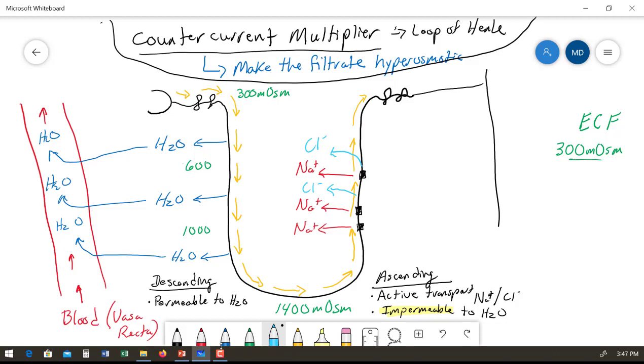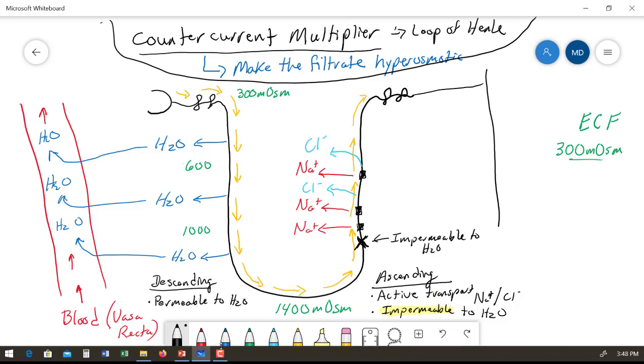Now, if you recall, water likes to chase solutes. But here, remember that on this side, I'm going to put an X here. On this ascending limb of the loop of Henle, it is impermeable to water. So in other words, water cannot get out of the filtrate to chase after the sodium and the chloride. This causes this extracellular fluid to become very osmotic. So it's hyperosmotic out here.